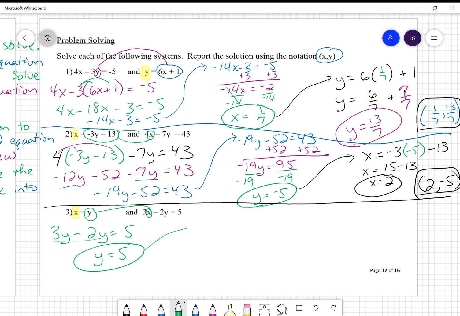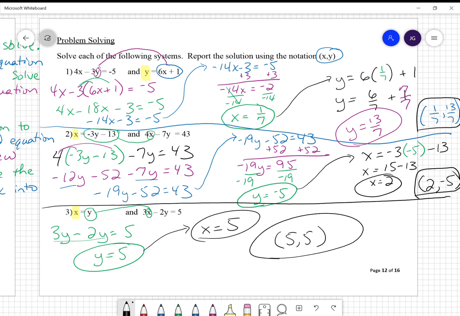Well, I plug that into x equals, instead of y, 5. Well, there wasn't much work to do on that one. My answer is the ordered pair 5, 5. All of these were done by substitution because in each one an equation had x or y all by itself.